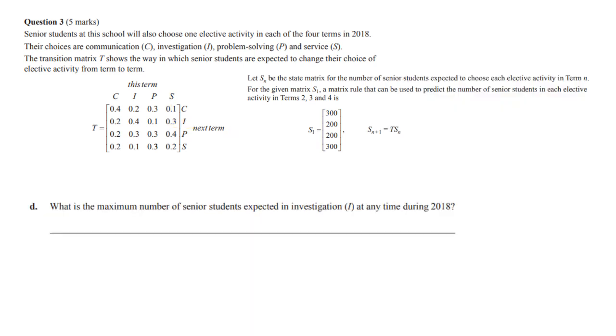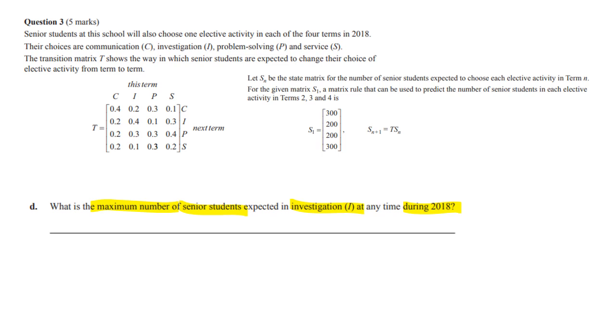Now, here's another one that just really threw people, and I think almost half the people got this wrong. There's a little bit of a trick. It's one of the last questions, so you know this is when you start to think about your question rather than overthinking earlier on. Maximum number of senior students in investigation at any time during 2018. So what we need to look at is what's happening with our numbers, and any time during 2018. So that's term 1, 2, 3, or 4.